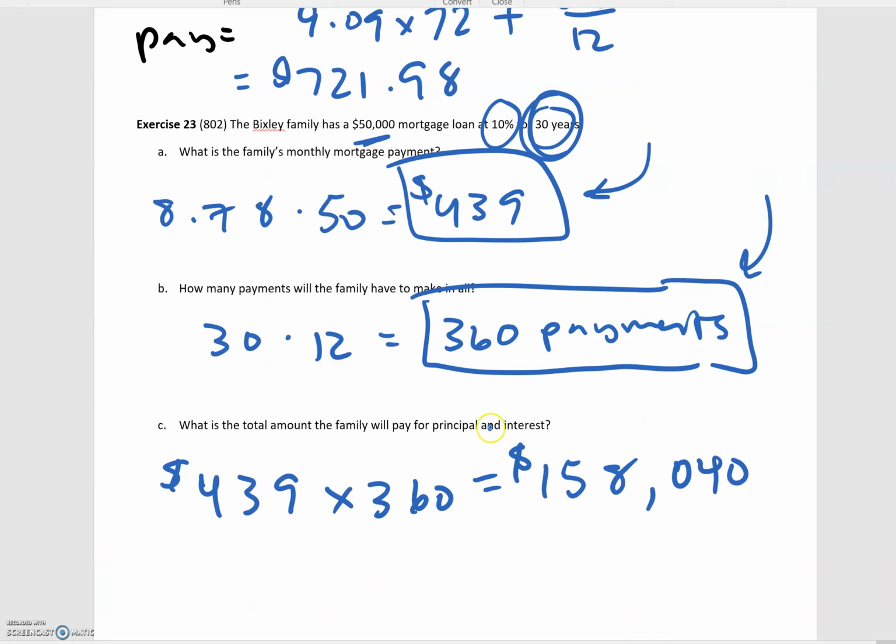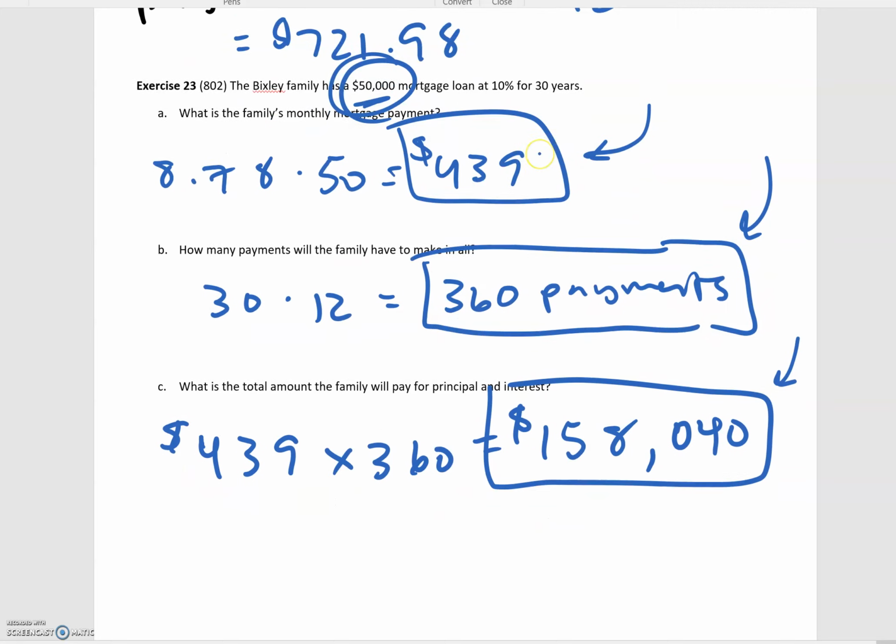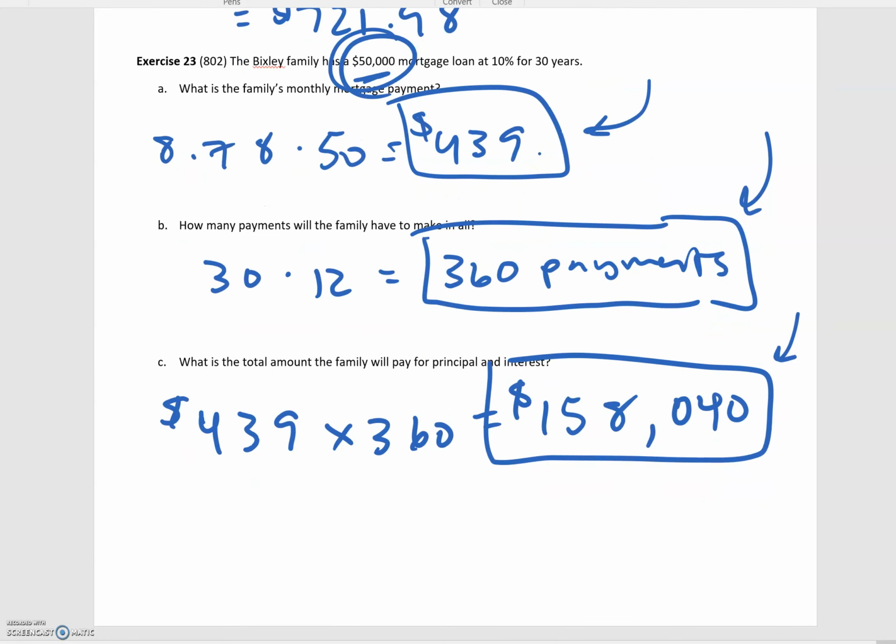And this is how banks make their money, right? They're loaning this much money, but over time, this family is going to be paying this amount to borrow that money at these specific parameters. So I hope that these exercises, seeing them worked out, will assist you when you do your problems.